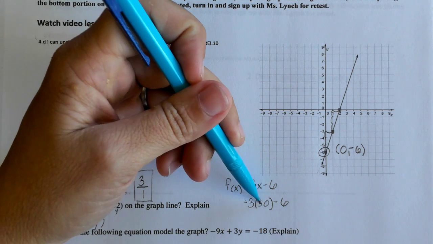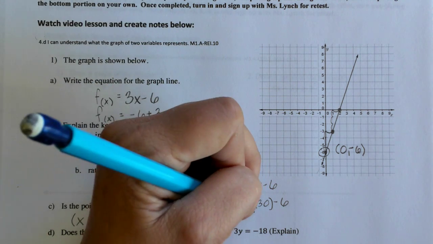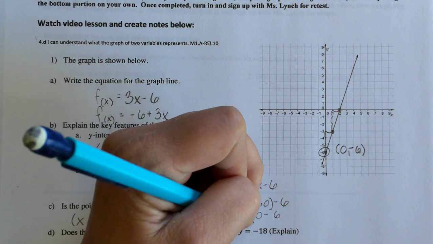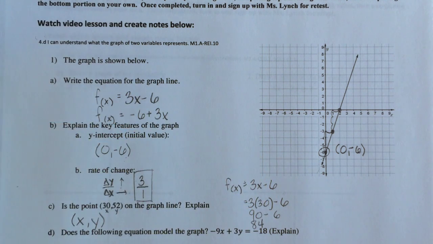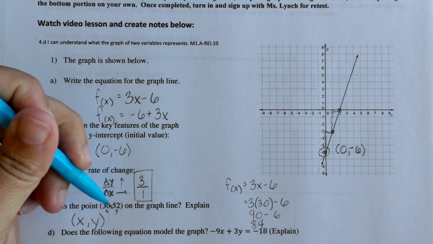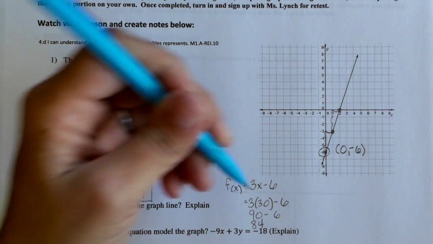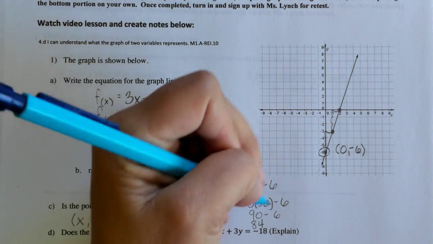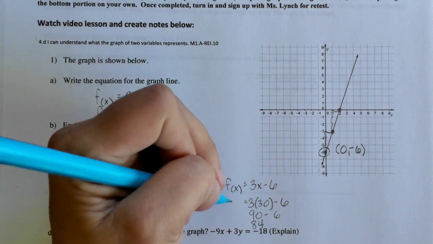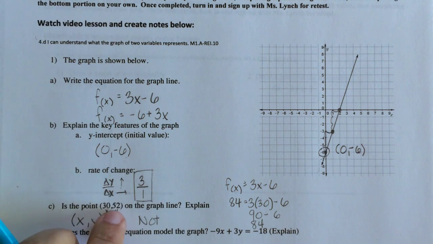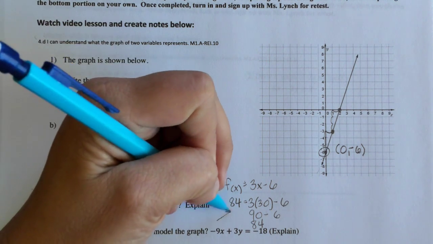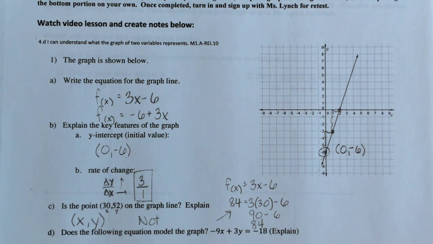And so I got 3 times 30, and that's going to give me 90, minus 6, so 90 minus 6 is going to be 84. And so as I'm looking at that, that looks like that is not a true statement because when the x is 30, the y is 84, not 52. Okay? And when it says explain, there's your explanation right there.